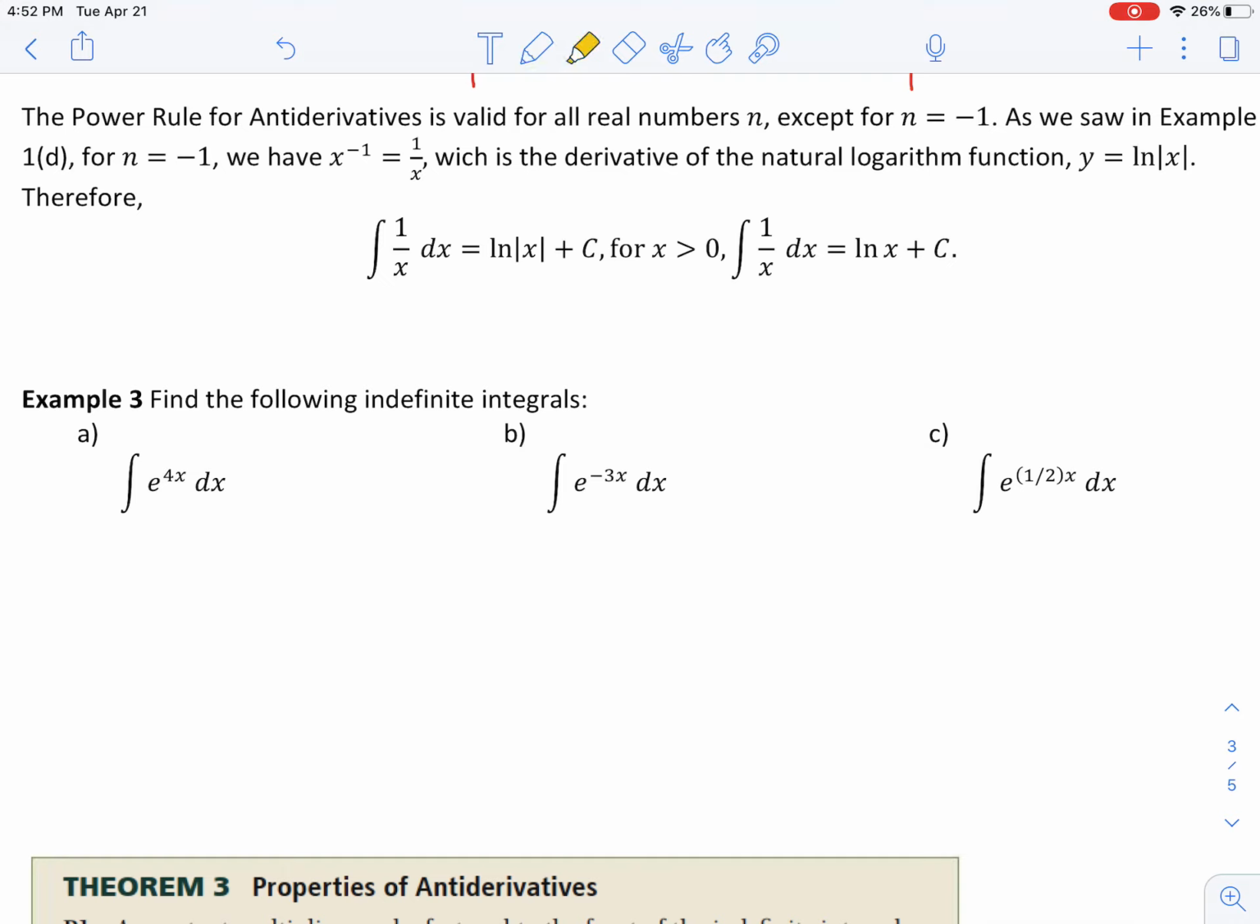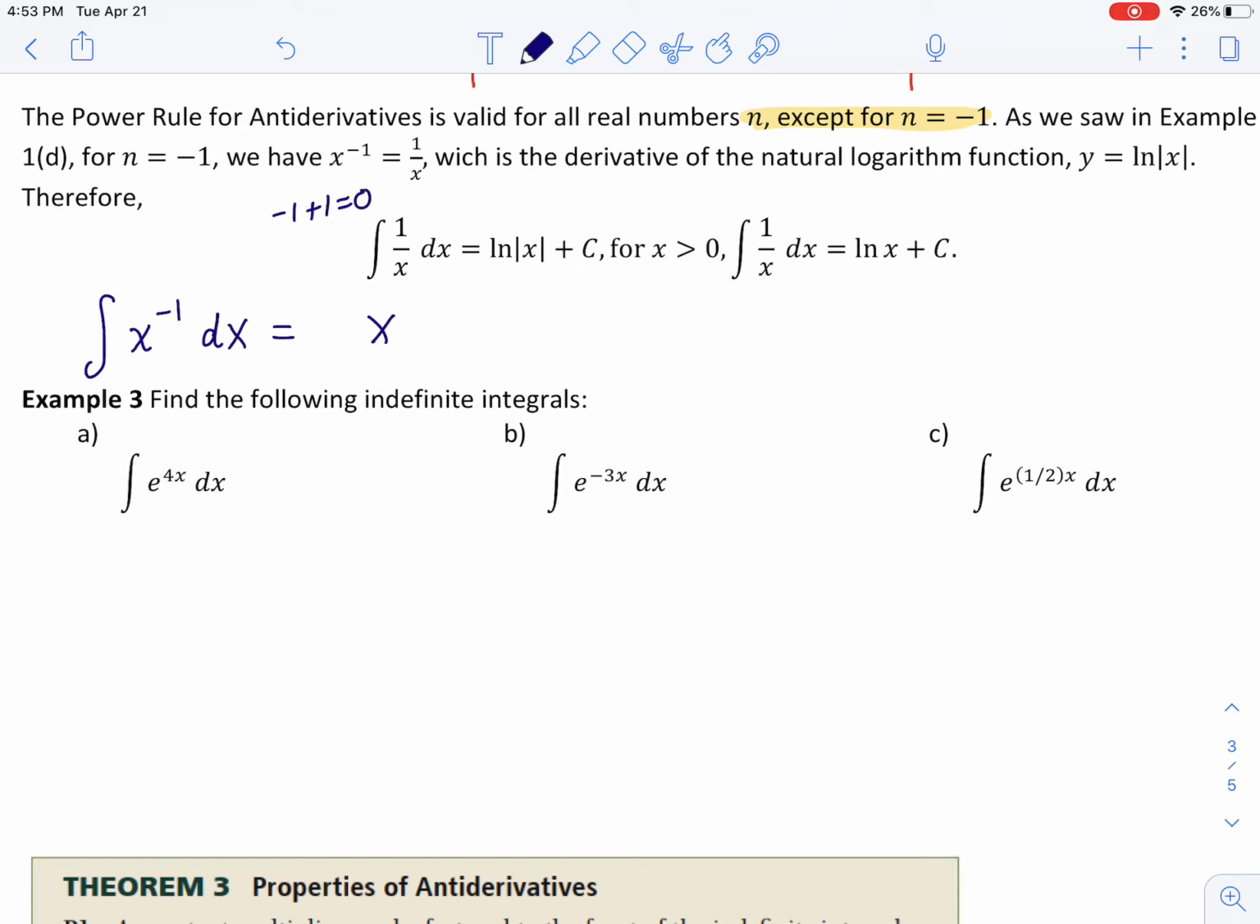All right, so what rule did we use? The power rule to find antiderivatives here. This power rule is amazing. This is great, but it doesn't apply for every number, okay? Almost all real numbers, but take a look. The power rule for antiderivatives is valid for all real numbers n except for n equals negative 1.